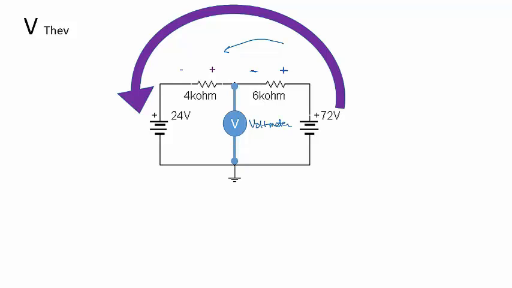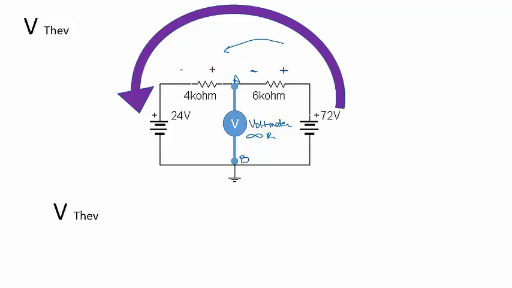Okay, and what you do is you have a voltmeter. Now, voltmeters have, what they say, infinite resistance. That means nothing's going to go through there. So you're really measuring the voltage at point A and point B. Okay, so we're going to go ahead and solve now for a VThev.